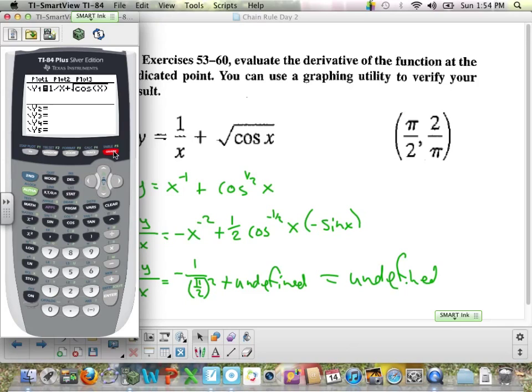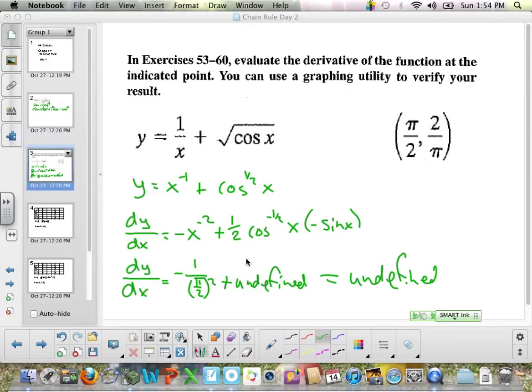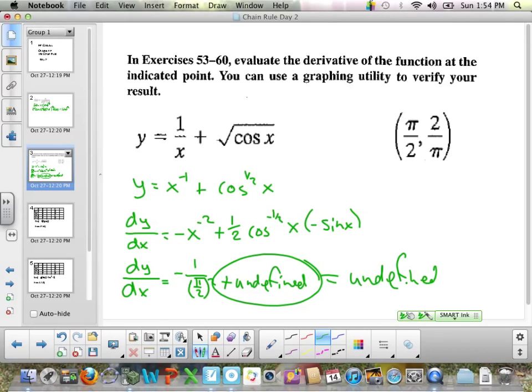All right. Let's look at this and calculate it. Second calc, we can go down to the 6th option and find the derivative at pi over 2. It says non-real answer. Again, that's because here we divided by 0.